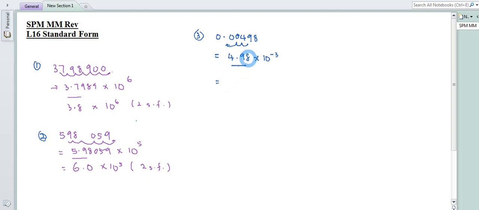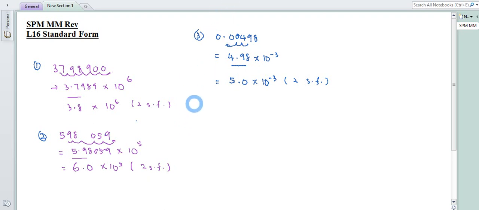Okay, so I need to look at the number beside the 9 here. This is 8, alright? So I need to add 1 here, and adding 1 here, it becomes 10. I need to add 1 here also. So it becomes 5. 5 is not enough because I want two significant figures, 1, 2, 5.0 times 10 to the power of negative 3. So this is two significant figures.